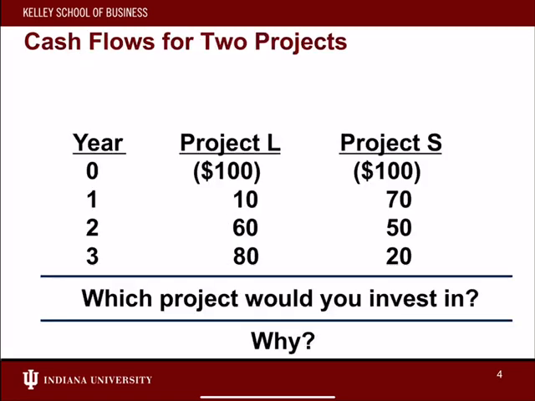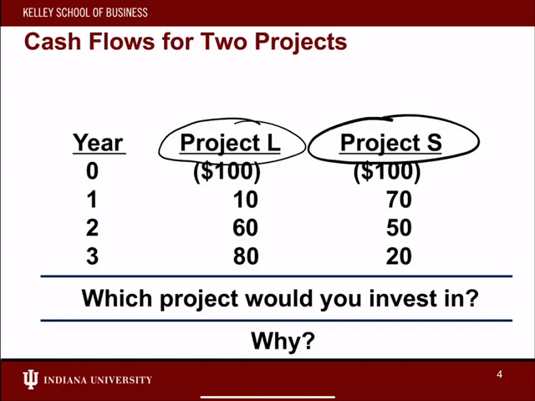So here's a quick example to get into. Let's look at these two projects. We have Project L and Project S. Both projects require us to right away put up a $100 investment. Then Project L, at the end of year one, pays us $10, year two, $60, and year three, $80. Project S, at the end of year one, pays us $70, year two pays us $50, and year three pays us $20.